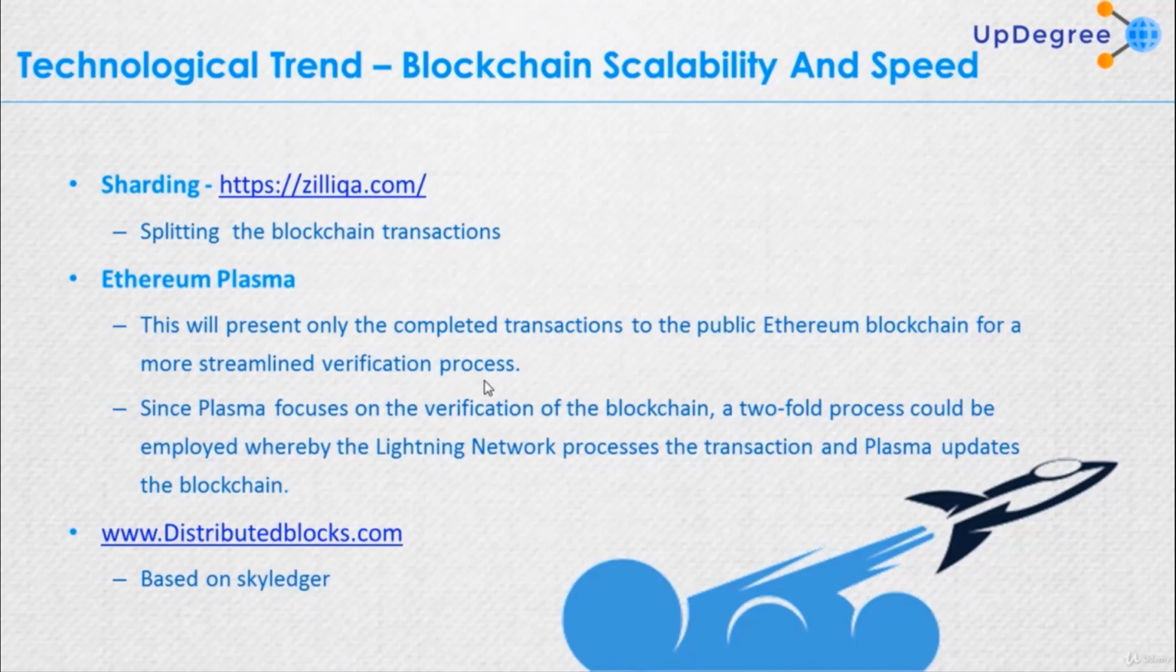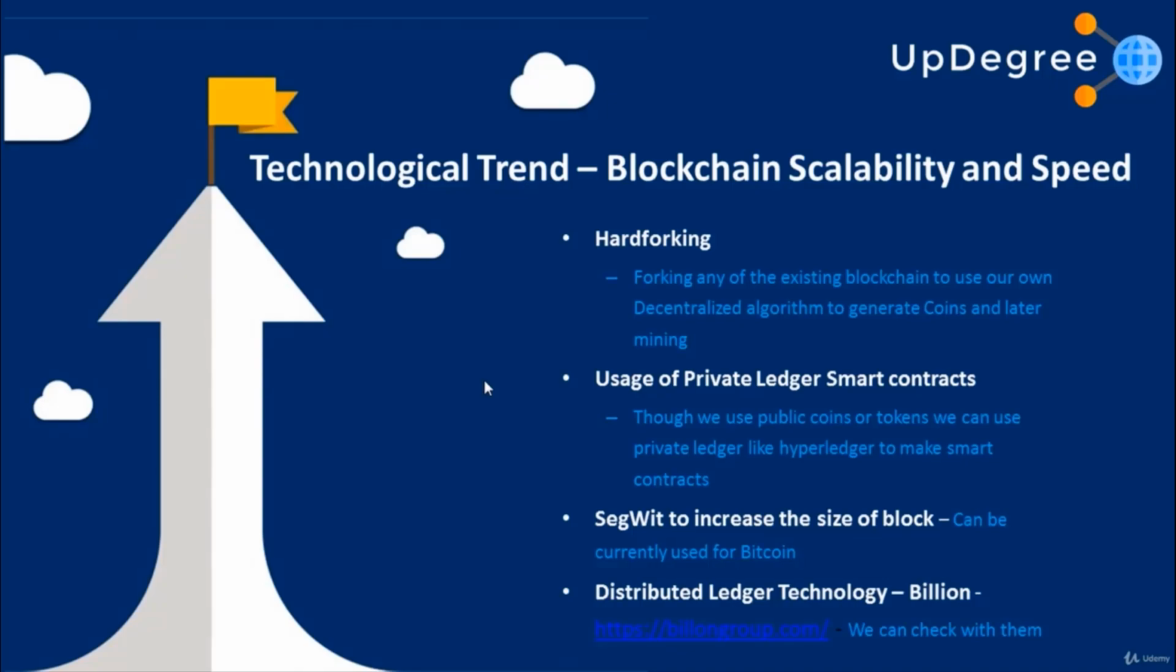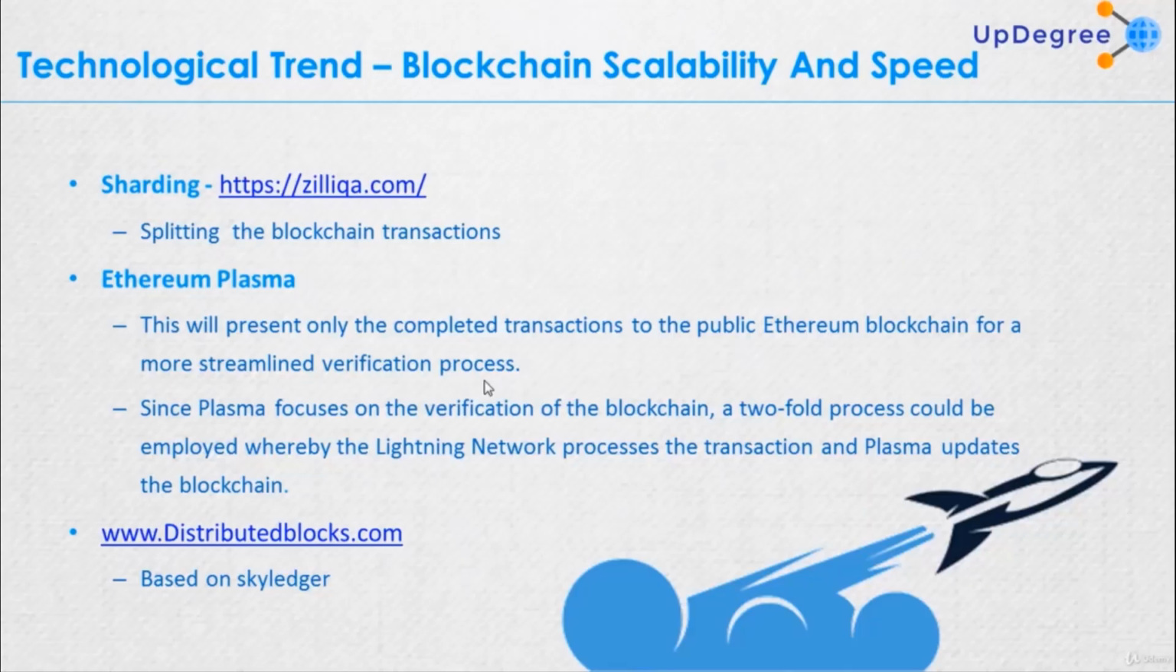Ethereum Plasma is picking up, and the last one is distributed blocks. This is based on the Skyledger. It's again a very unique algorithm, which runs on multi-parallel loops, and it's like a sky, right? There's no limit. It's loaded on the cloud. It has various integration capabilities. So this is one good next generation technology platform. So we have other aspects apart from forking or SegWit or distributed ledger technology splitting. You have sharding, you have Ethereum Plasma, and you have distributed blocks, which is a next generation technology trend.